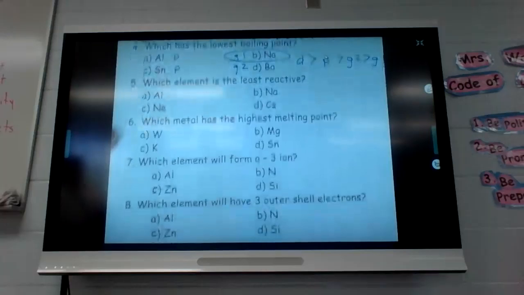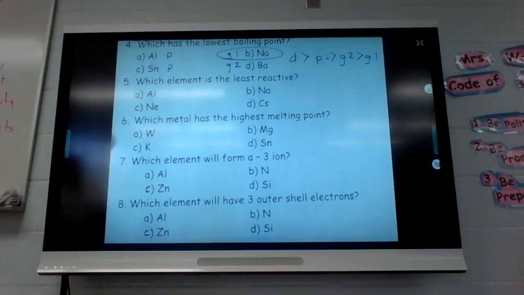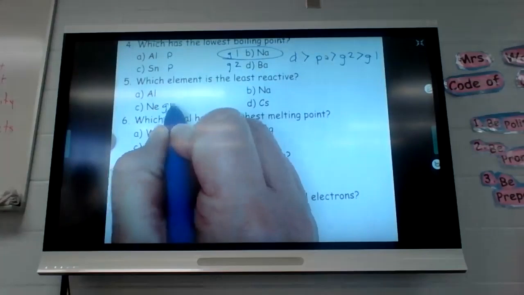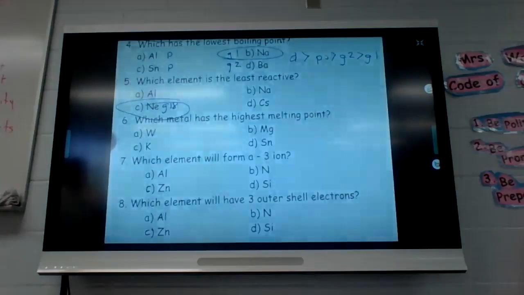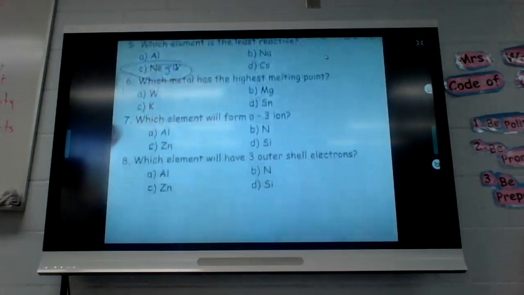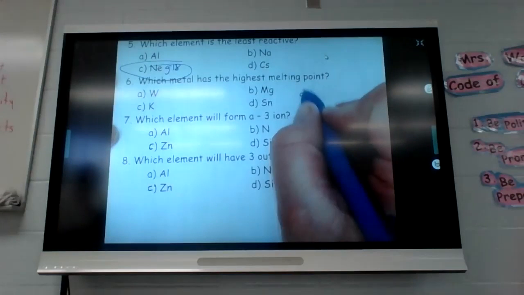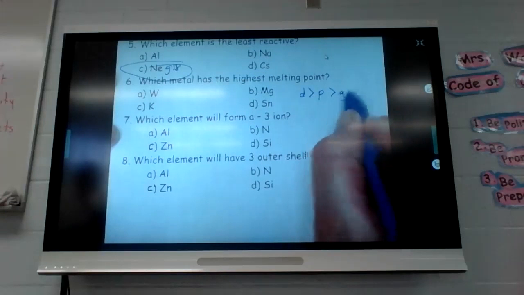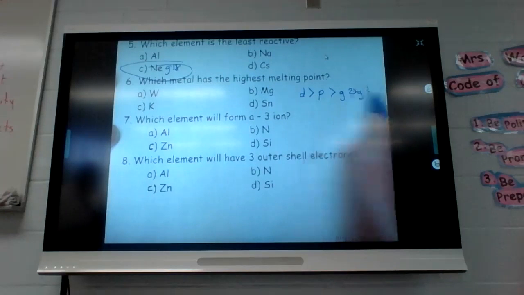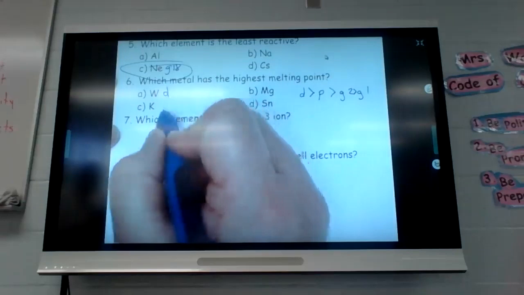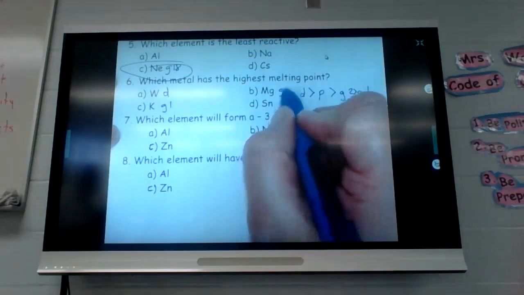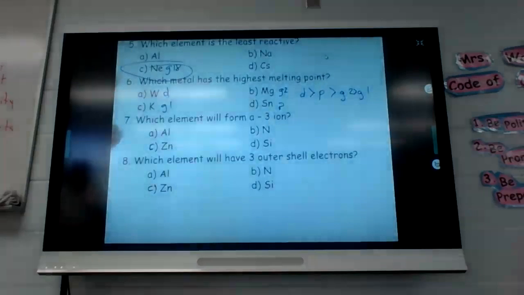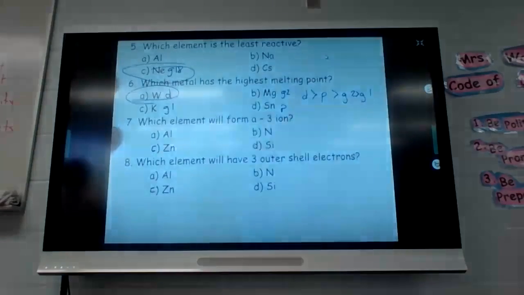All right, element that's the least reactive. What group on the periodic table did we say is the least reactive? Noble gases. Melting point is the same as boiling point and density. Okay, same trend. So there's the D block, group 1, group 2, P block. Who has the highest melting point? A, because it's in the D block.